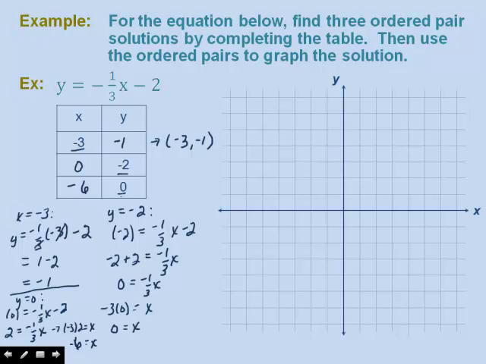Okay, now let's plot our points. Our first one, we had negative 3, negative 1. Then we're going to have 0, negative 2, and finally negative 6, 0. For our first one, negative 3, negative 1, the negative 3 tells us to go to the left 3. So 1, 2, 3 to the left. And negative 1 tells us to go down 1. So there's our first point.